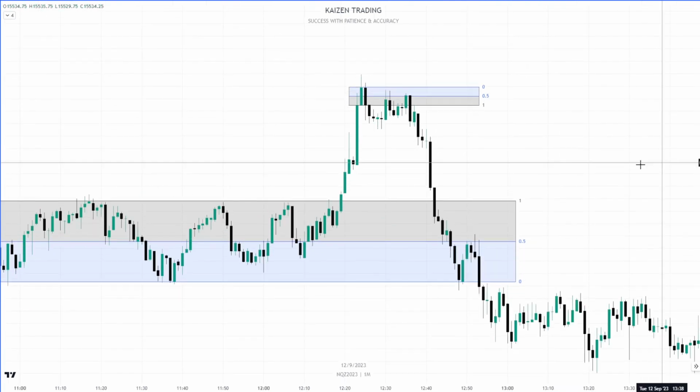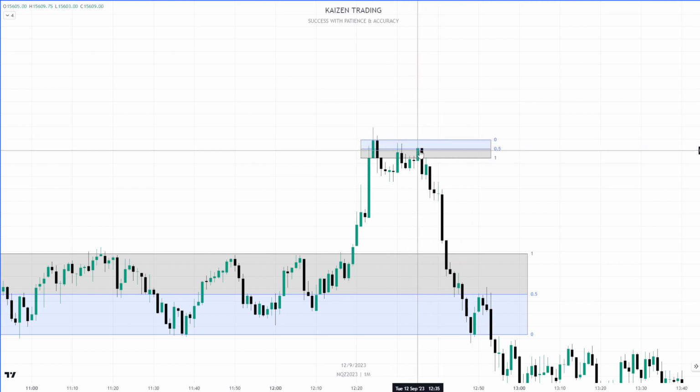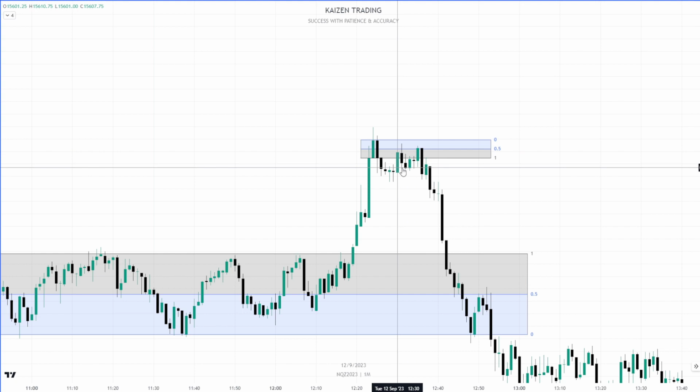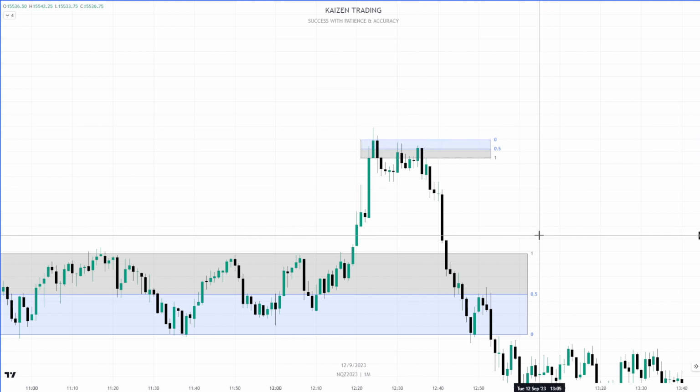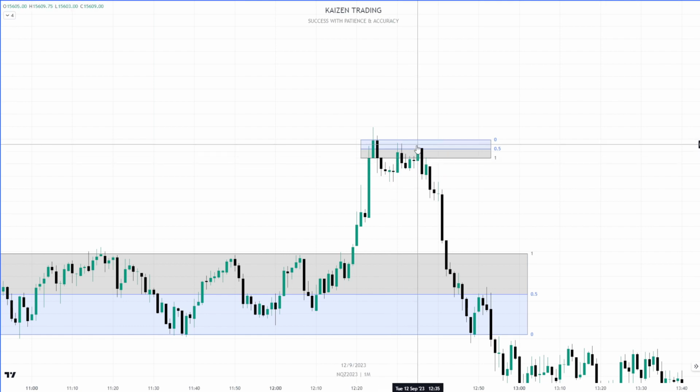And now we're looking to take entries anywhere in the premium of this Gann box. We have candle bodies that hold 50%. They're not breaking through, which is a great sign. And what do we get? We get a subsequent sell-off in price.